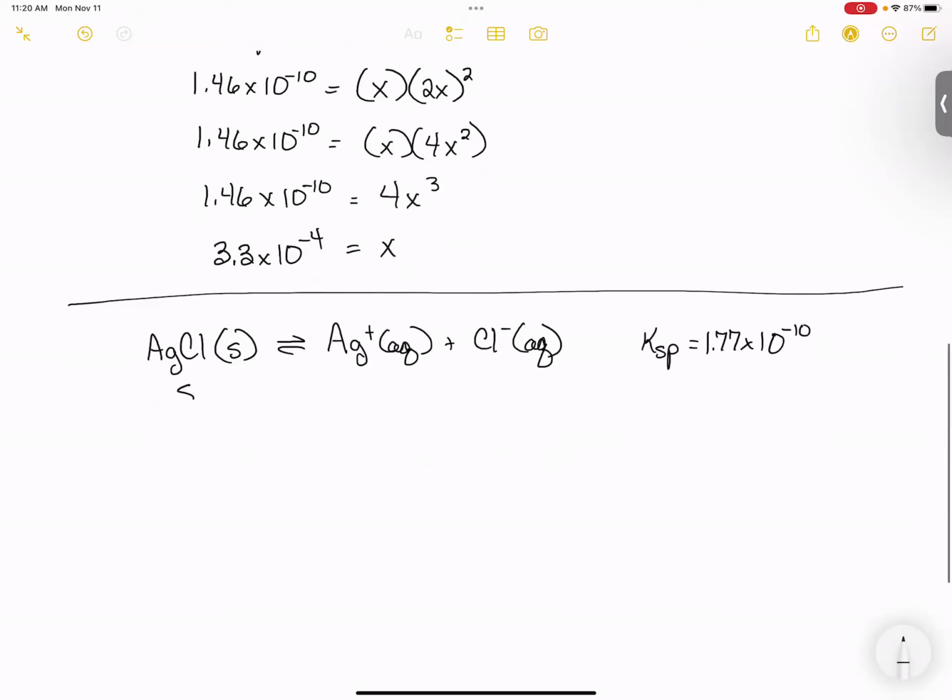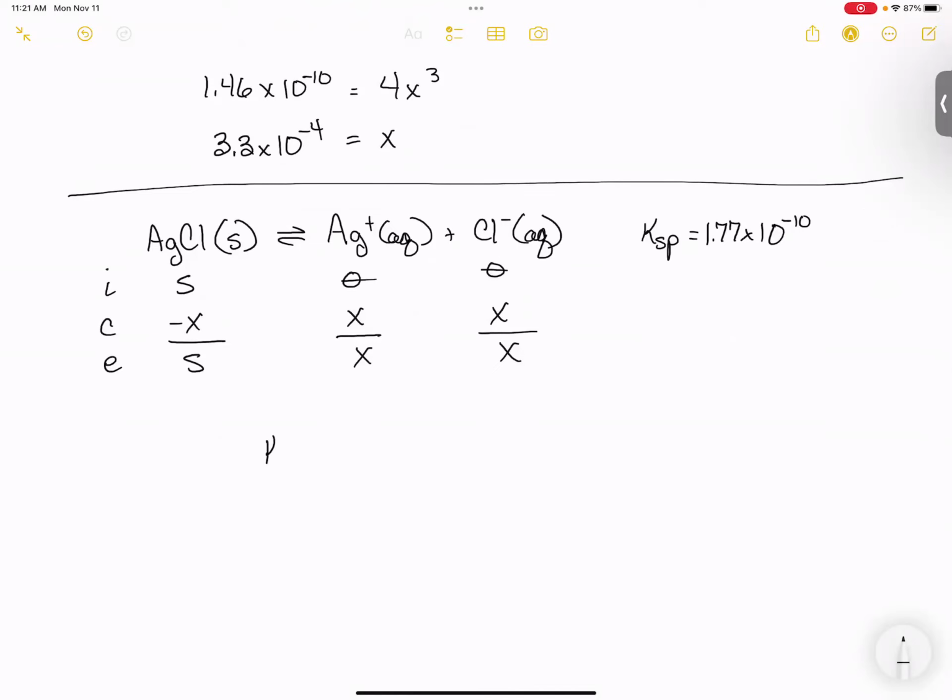Silver chloride is a solid. There is no silver and no chloride at the start. As a change, we're going to lose X amount of silver chloride. We're going to gain X amount of silver and X amount of chloride. So that at equilibrium, you're still going to have solid silver chloride remaining, but you're going to have X amount of silver and X amount of chloride.